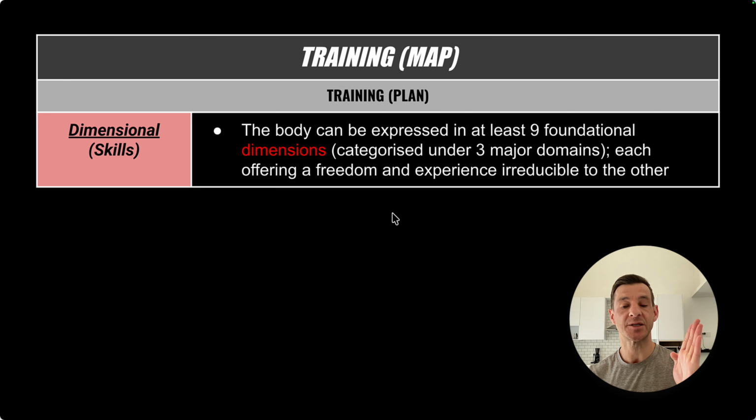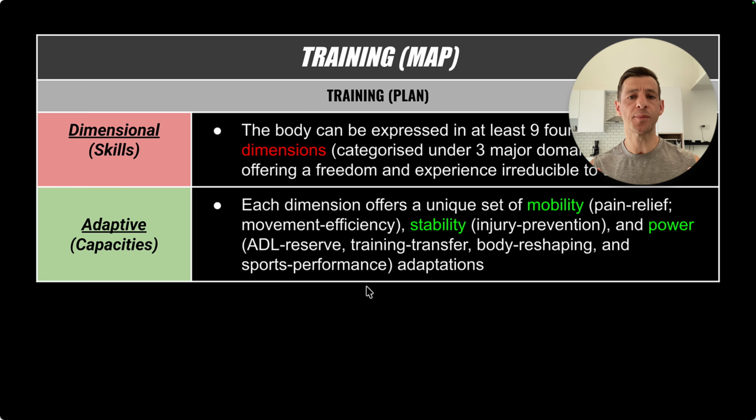So the body can be expressed in at least 9 foundational dimensions, as we saw, categorized in 3 domains: hips, core, pull press vectors, and each offers a freedom and experience irreducible to the other. Meaning, if we want to take the most comprehensive approach to expressing the body's potential, we have to consider and include all 9. Now, it's important for us to understand which physical benefits or adaptations are associated with the mastery of each of these dimensions.